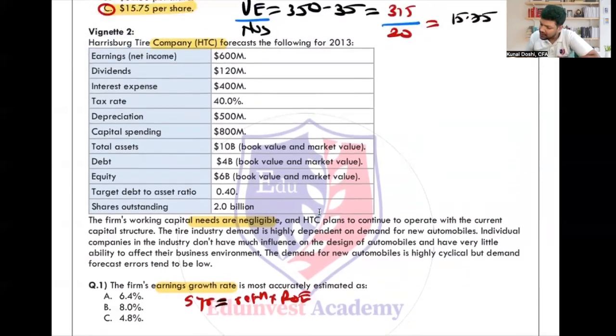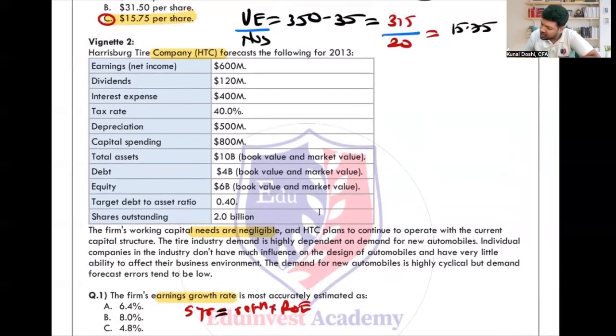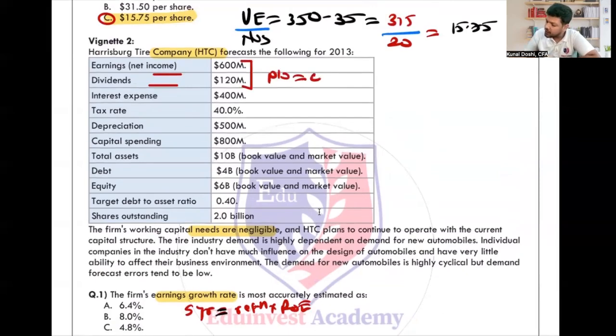Let us see, do we have that information directly? I have the earnings and dividend, so that will give me the payout ratio. What is going to be my payout ratio? 120 divided by earnings of 600. My payout ratio is 20%.